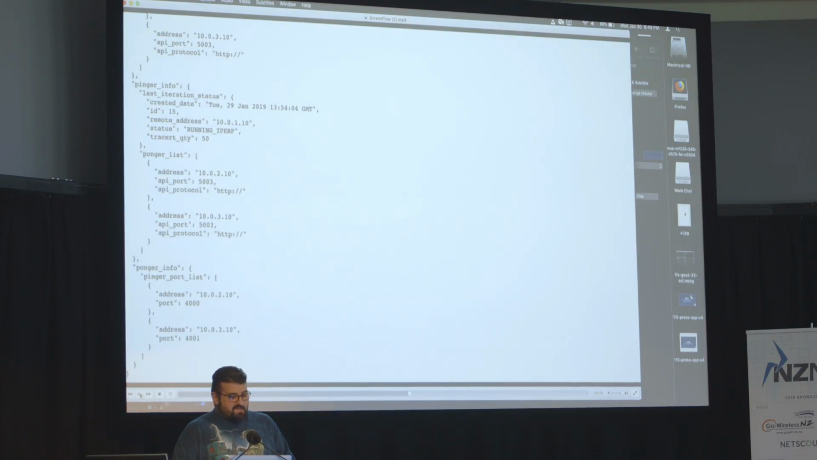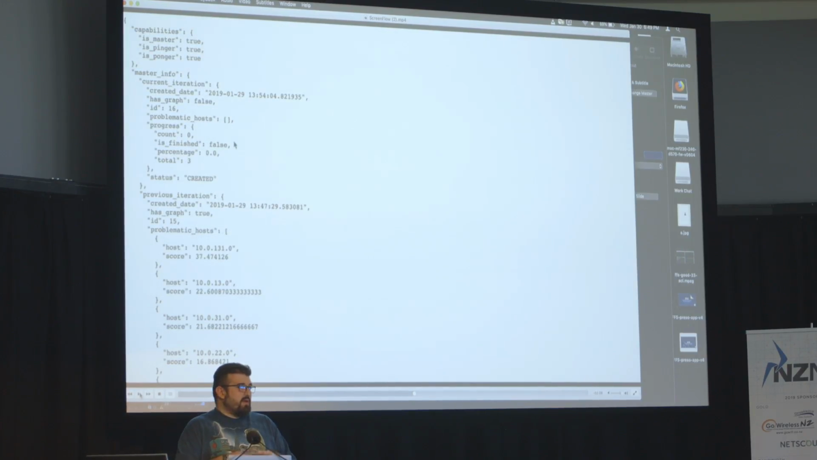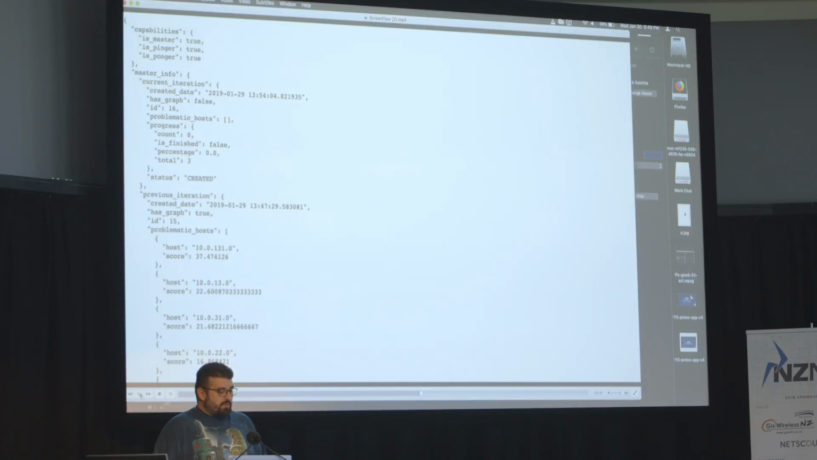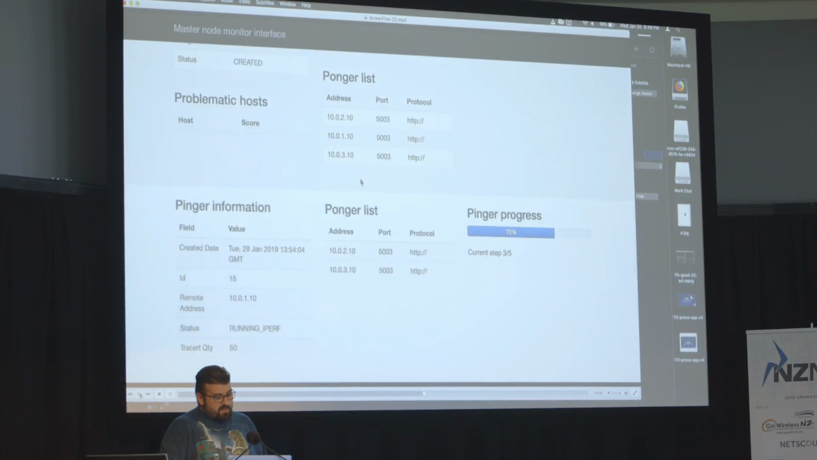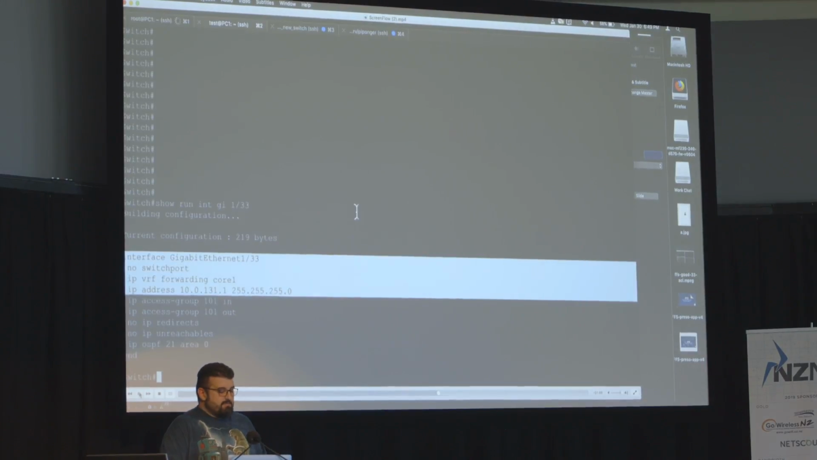This is the information that's been taken from the master. This JSON is essentially the skeleton that we're using to build that UI, and it has all the same information. This is what we were using before with normal CLIs. But here, for example, you can see what I was talking about before: pinger 1 at this point in time is running iPerf, we are on step 3, and this is going to 70%.